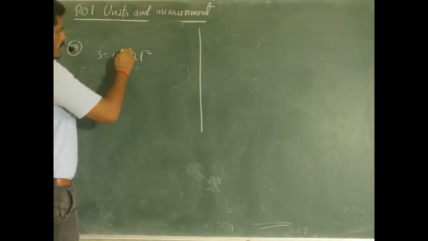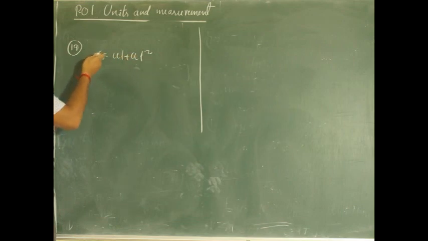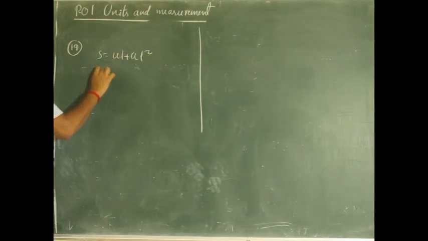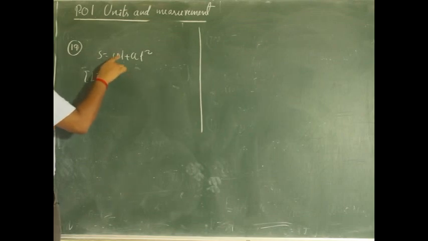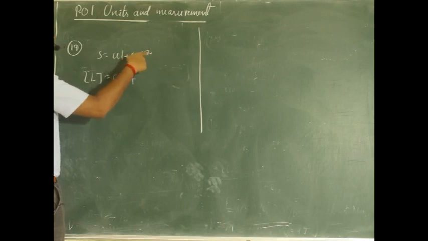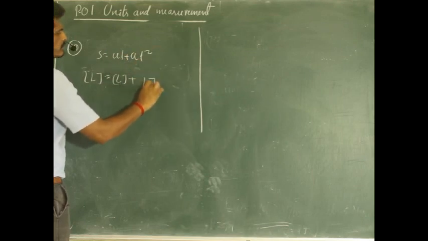That means if the half is removed, it's not a big deal, because it is ut plus half at square. So this equation should be dimensionally correct. What is s? Length, correct? ut means LT minus 1 times T, that also has to give L. What about at square? LT minus 2 times T square. So this also should give the same value.